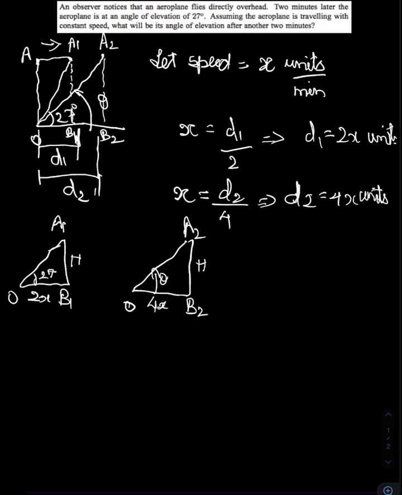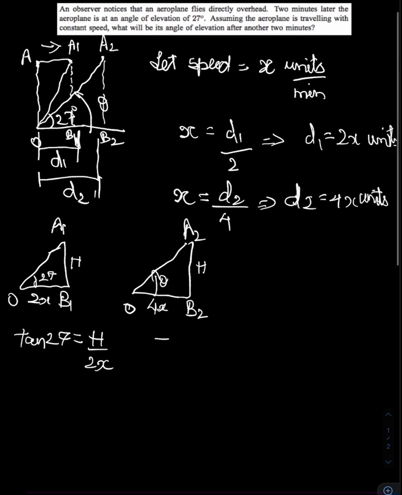So we got theta, opposite, and adjacent. What's the formula here? That would be tan 27 is equal to h upon 2x. There are lots of unknown variables here, but we don't need to find h and x here. We can either eliminate or substitute them. Similarly, for the other triangle O, A2, and B2, we can find tan theta is equal to h upon 4x.